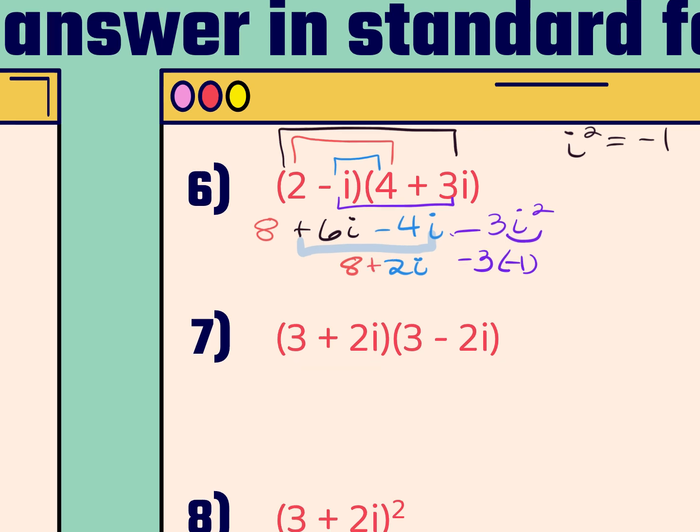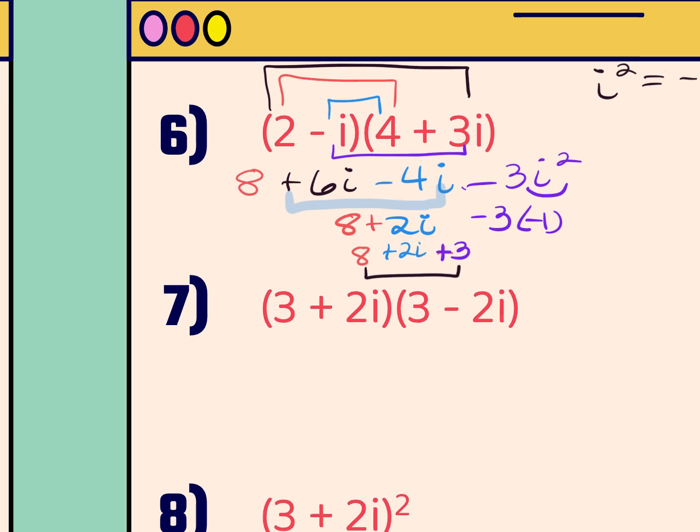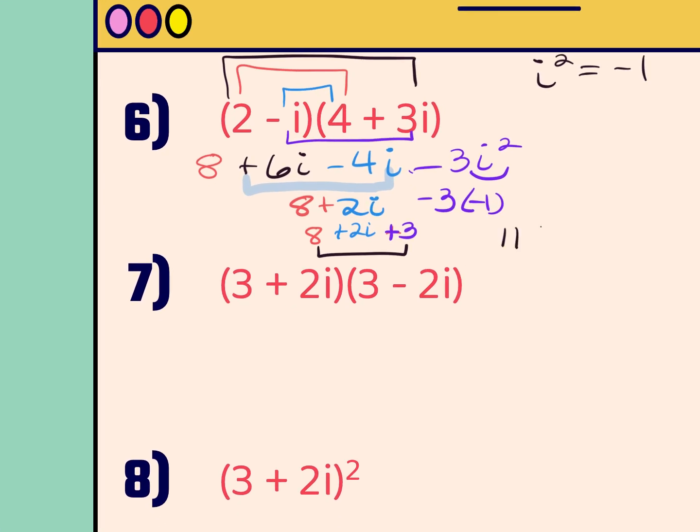I'm going to multiply the negative 3 and the negative 1. This will give me positive 3. Still have the 8 and the 2i here. And now I still have to combine my reals. And this will give me 11 plus 2i. And again, you put the imaginary second and the real first. Try the next one. Same thing, we're just FOILing here.